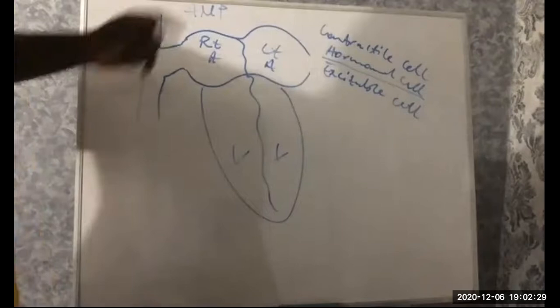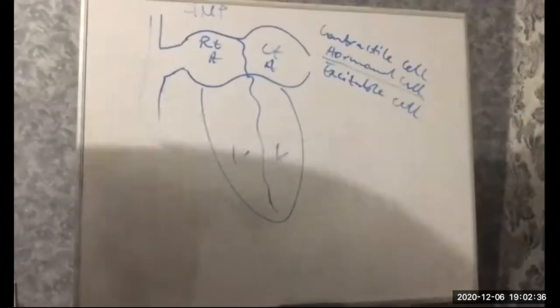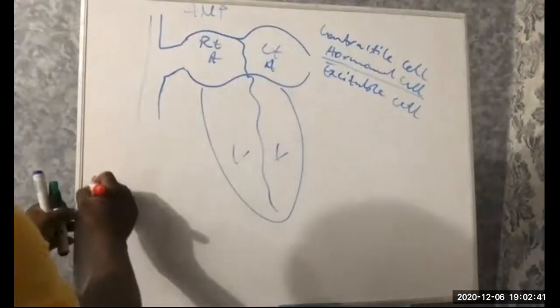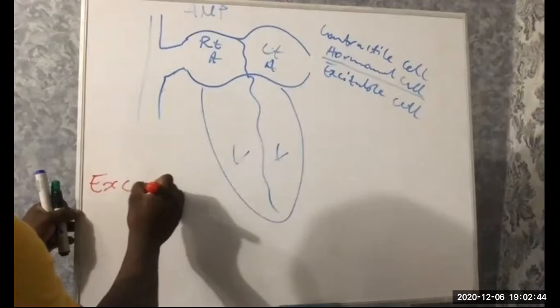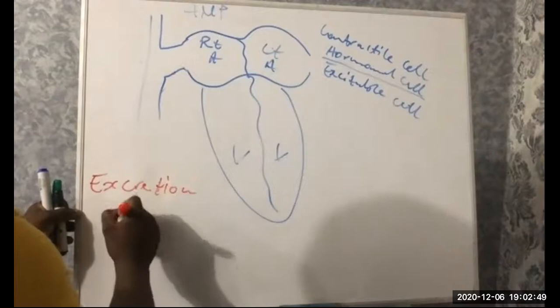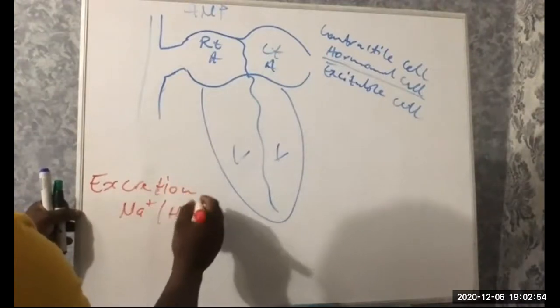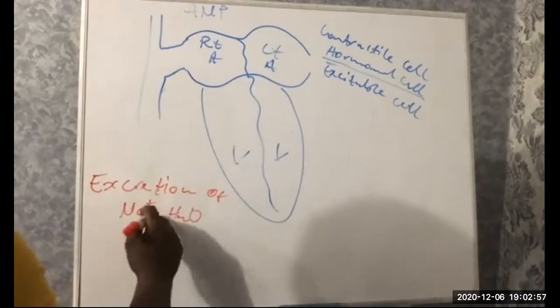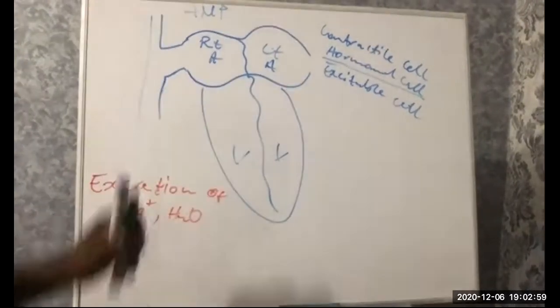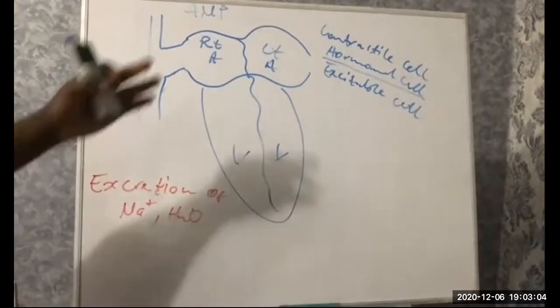And what is the function of this atrial natriuretic peptide? Basically, it undergoes a series of reactions to increase excretion of sodium and water. Now, how does it do that? Normally I try to tell you how, so that you appreciate it.